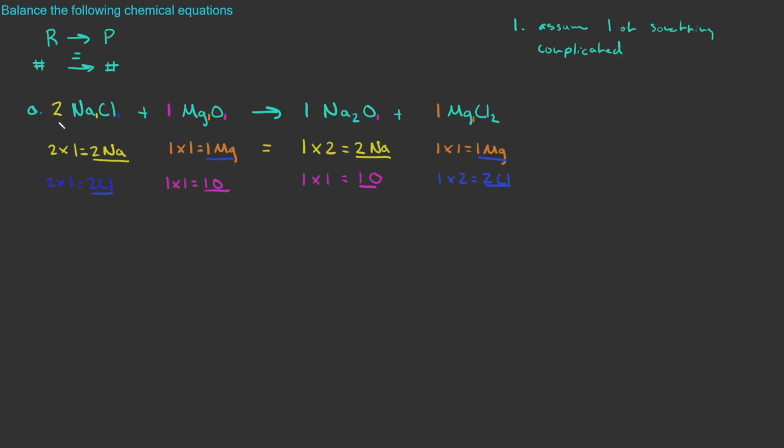And so the balanced chemical equation will be 2, 1, 1, 1, so that we have the same number of things on both sides. That is all you have to do every single time you balance chemical equations, is just making sure that your elements have the same amounts on both sides.